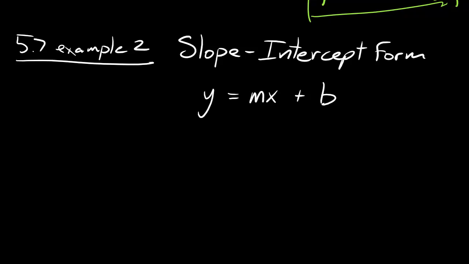M is the same in every problem. It stands for slope. B is the y-intercept. So if you have the point (0, b), you would just write the b number. And the x and the y stay as x and y. So the final answer should have an x and a y.